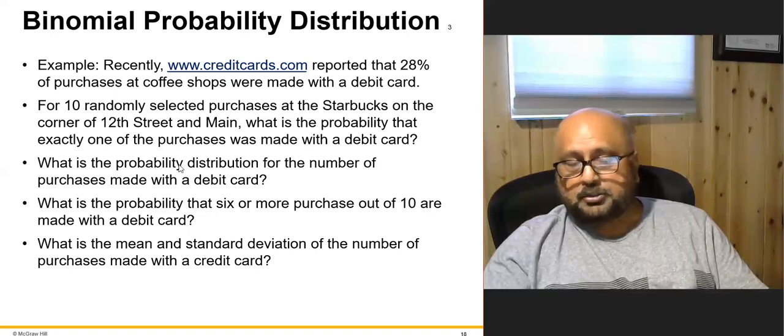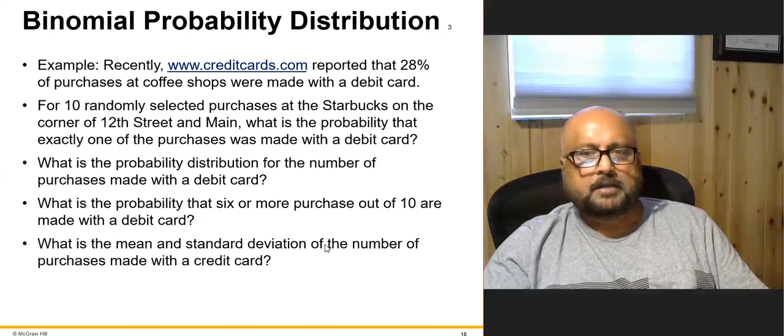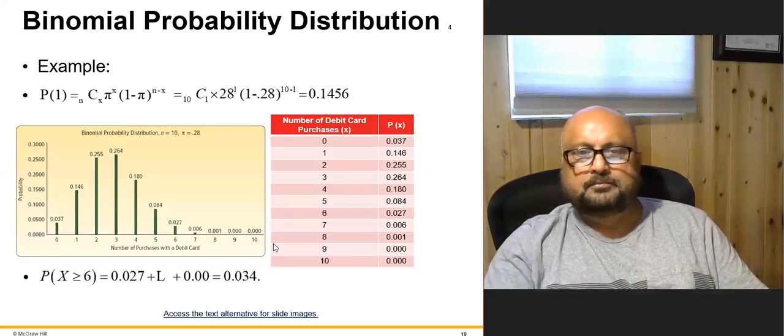card, the probability distribution overall. Then we find the probability that 6 or more purchases out of 10 were made with the credit card. And then we need to look at the mean and standard deviation. All right, so let's see how we can do that.